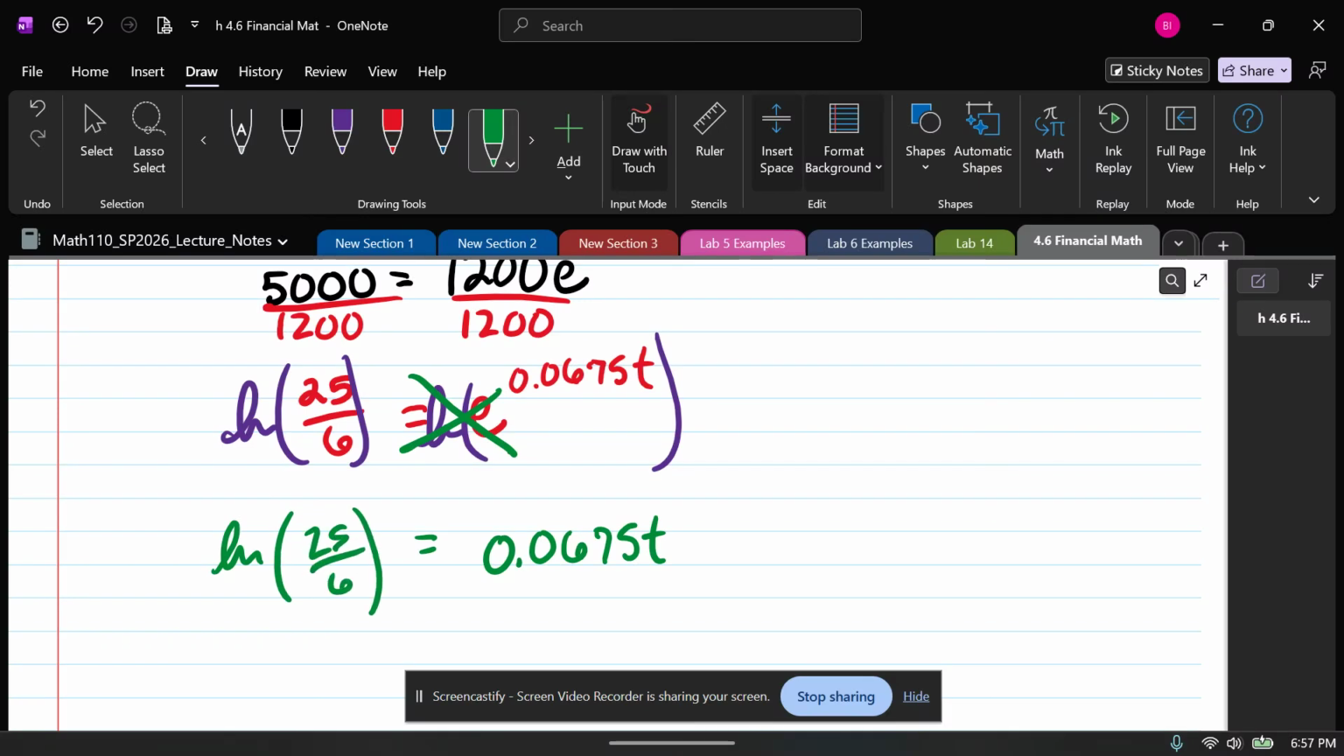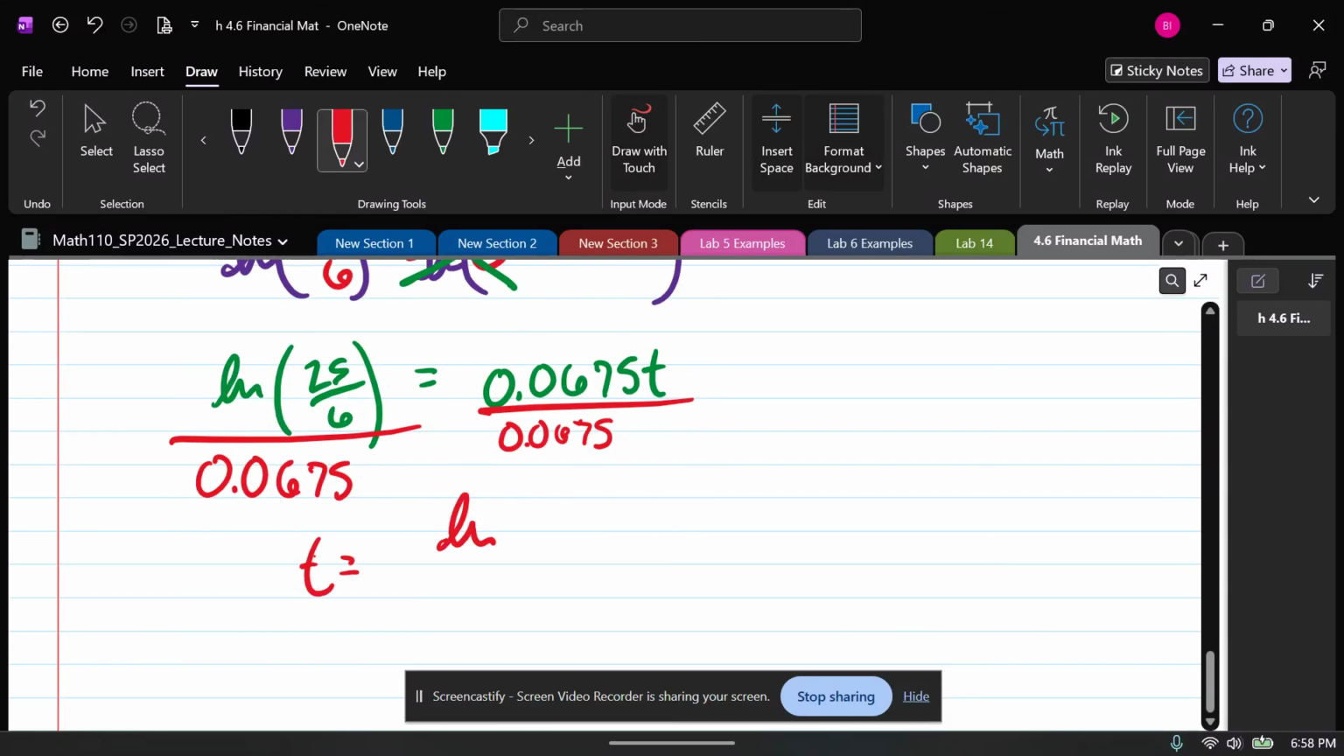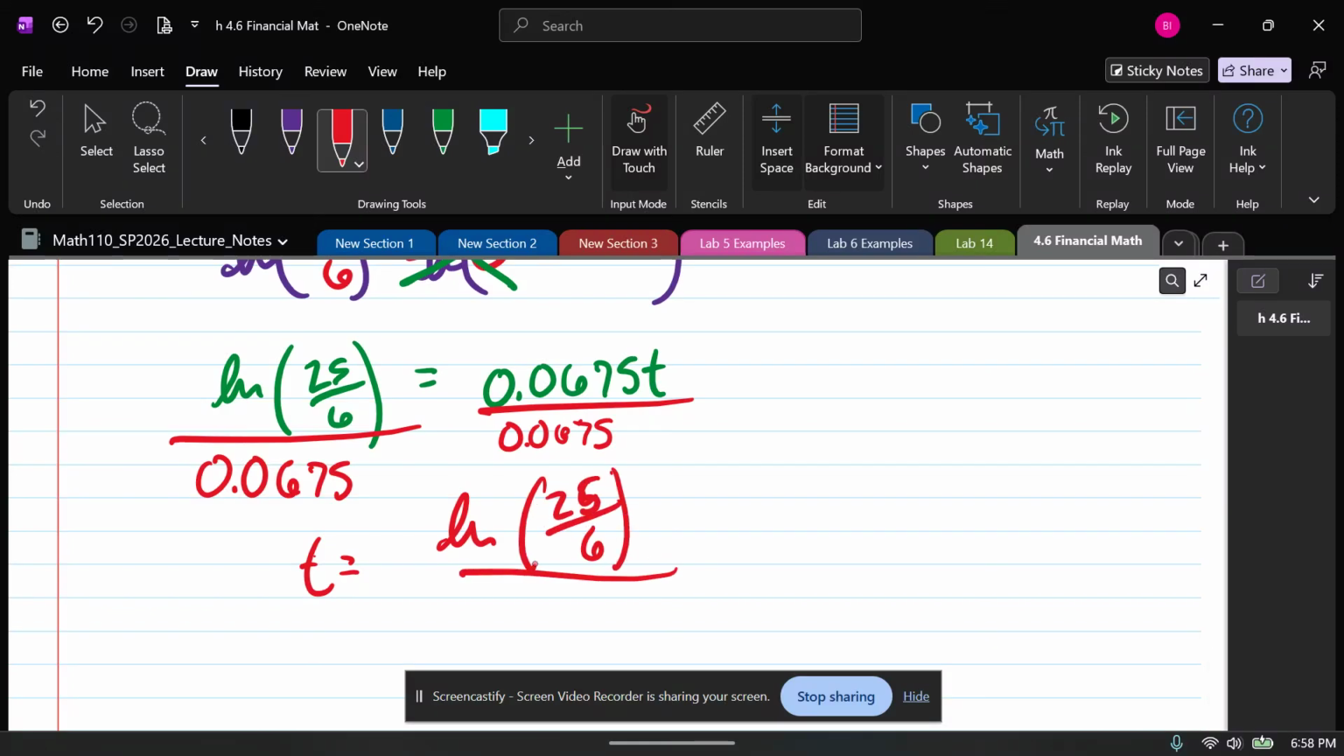I'm going to leave it like that because I know it's not a pretty number, because 25 over 6 is not a pretty number. If I take the natural log of it, it ain't going to get prettier. Okay? Last step, divide by your 0.0675. So my time is whatever the natural log of 25 over 6 divided by 0.0675.